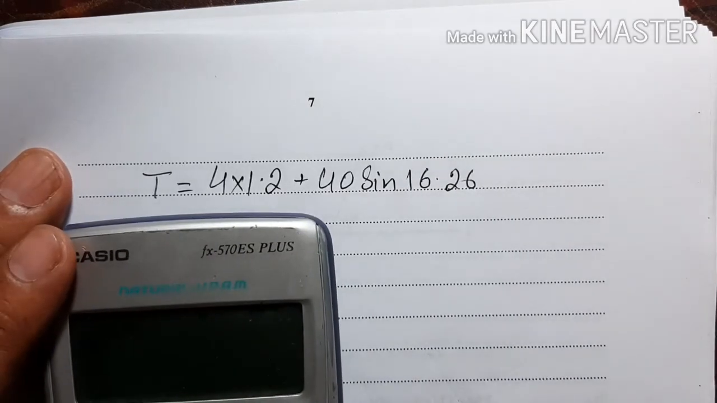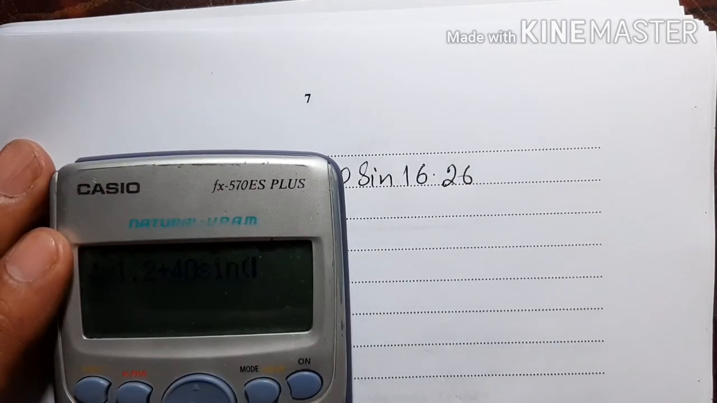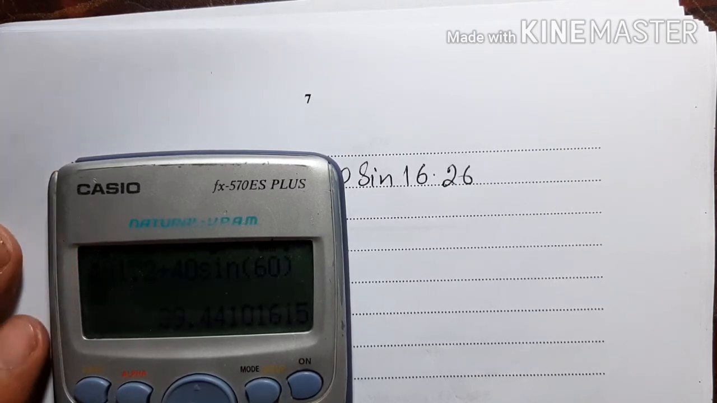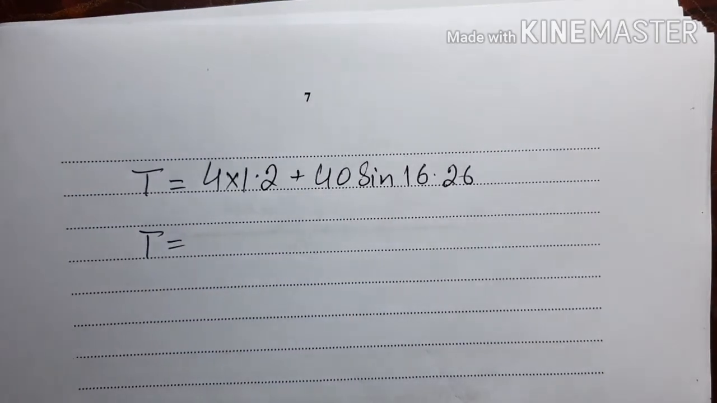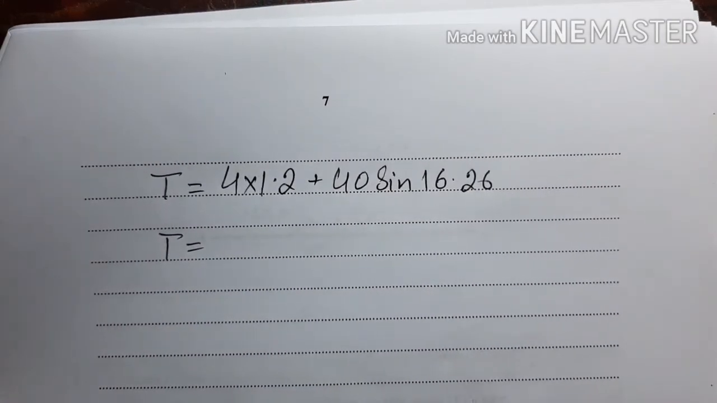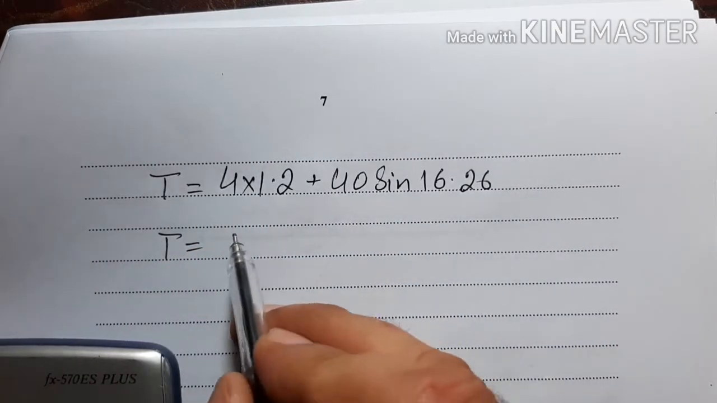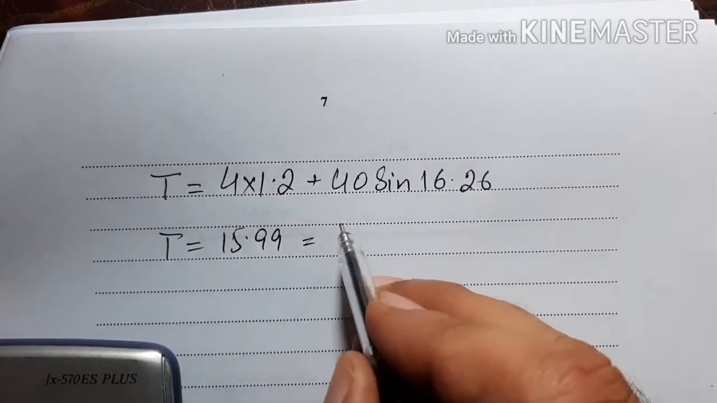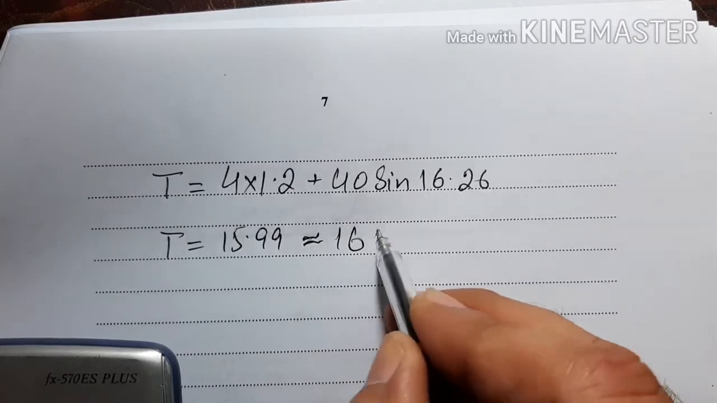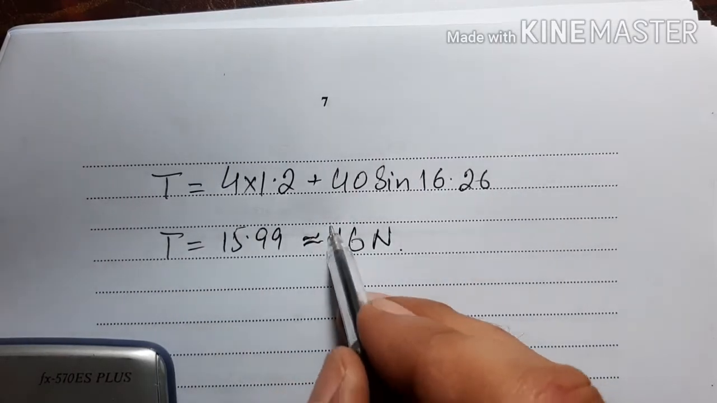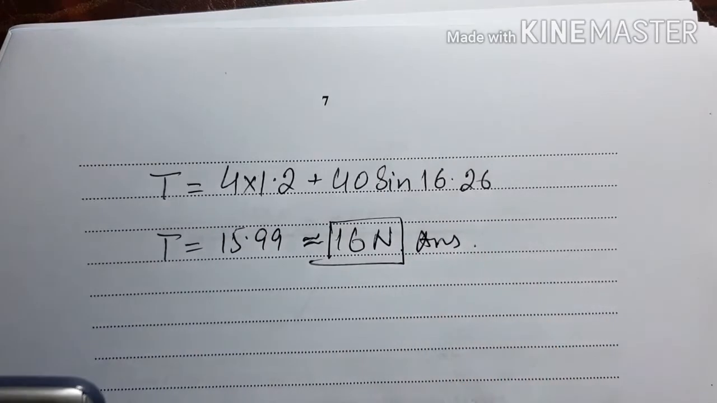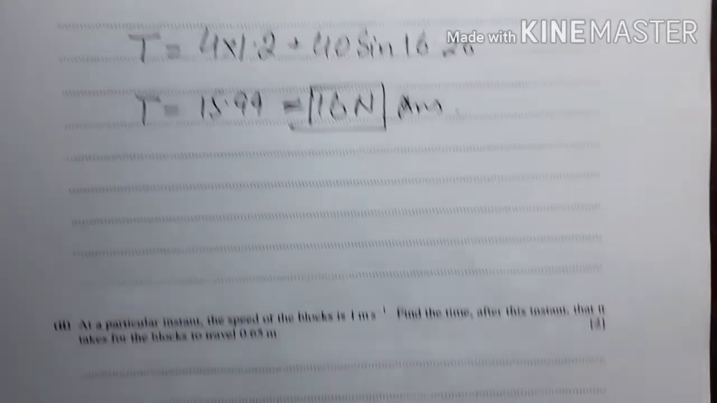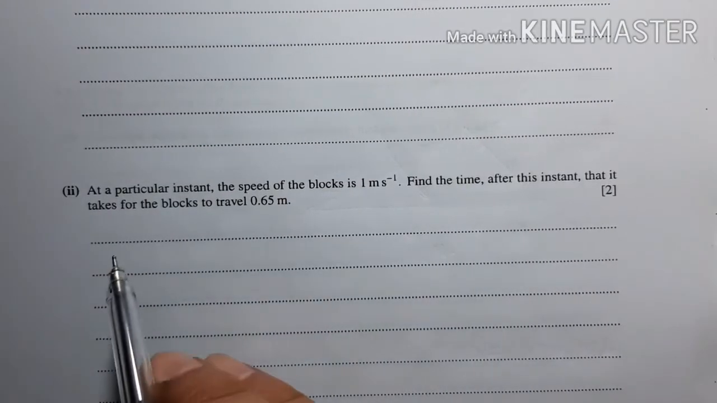that is 4 multiply 1.2 plus 40 sine 16.26 equals, this will become 15.99, which is almost 16 newtons. So there is a 16 newton tension in the string. This is our final answer of part 1.